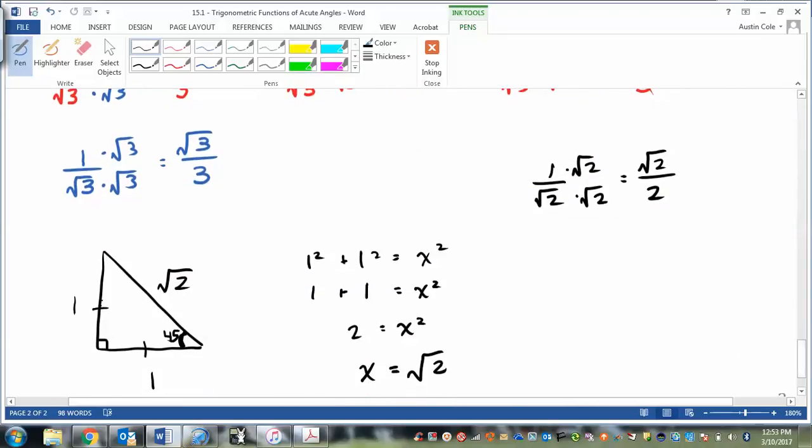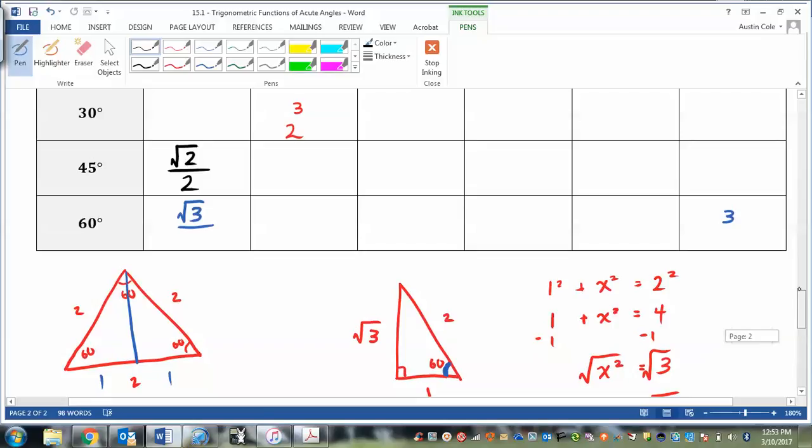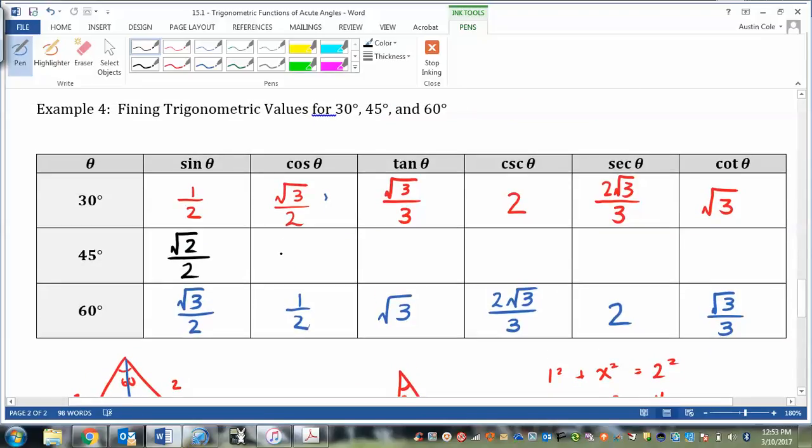Cosine is the which two sides, Mia? Adjacent over hypotenuse. The adjacent over hypotenuse, so it's 1 over the square root of 2. Oh, what's it going to be? It's all the same. Same thing. So cosine 45 degrees is the square root of 2 over 2.